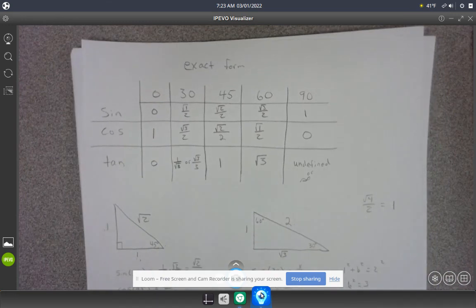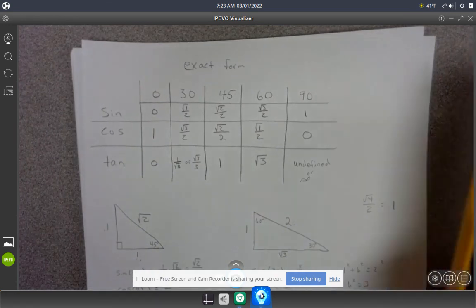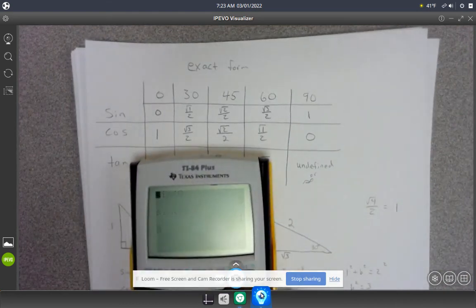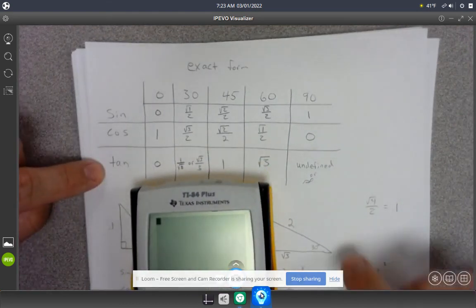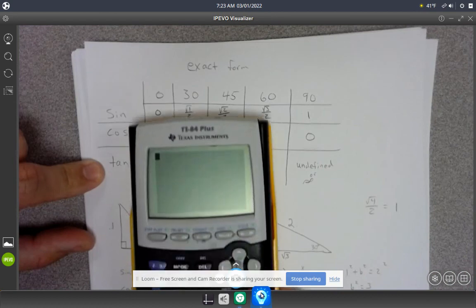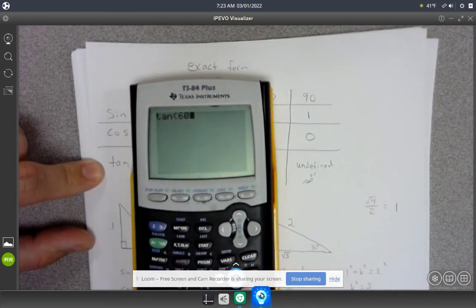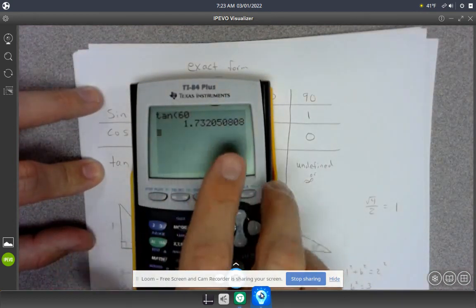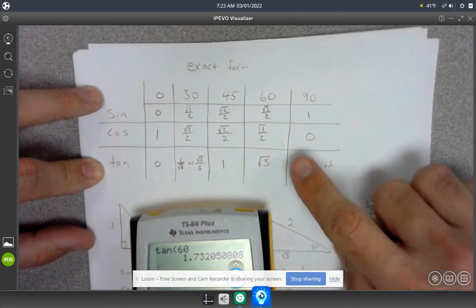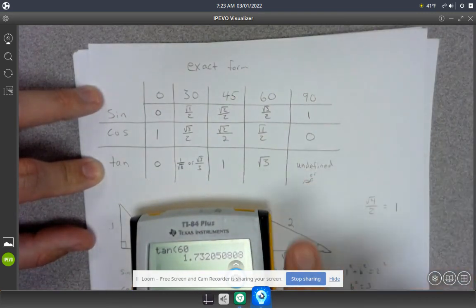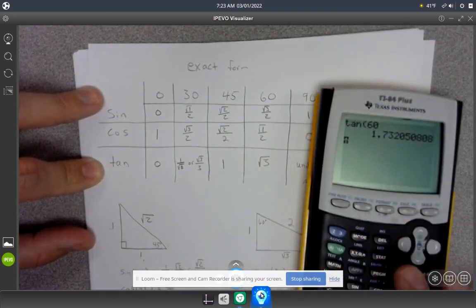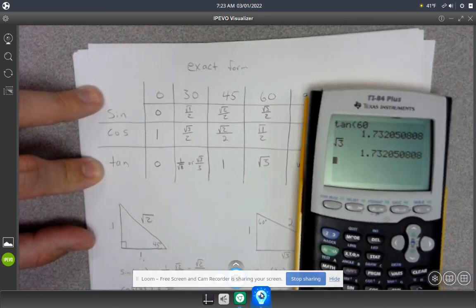Right? So these are the exact forms for the trig functions. You can still reach for your calculator to see what they are in decimal form, like tangent of 60. Tangent of 60 will give you this 1.73, but the idea is that it's the same as the square root of 3. Okay. If you look at the square root of 3, it's the exact same answer.